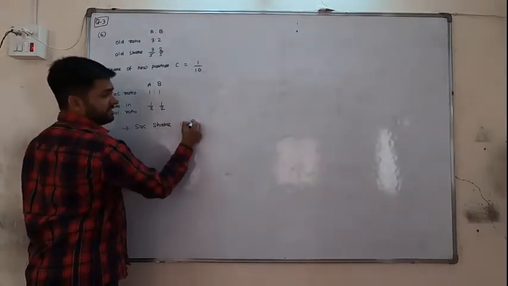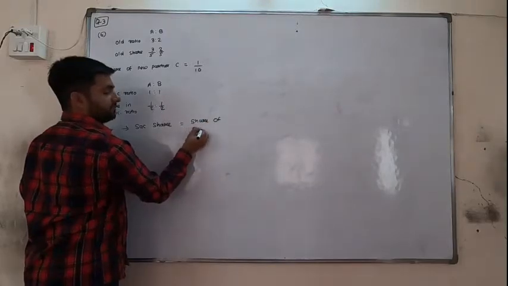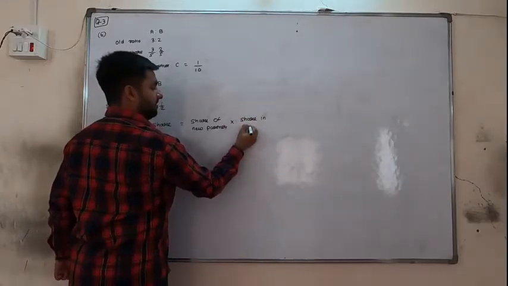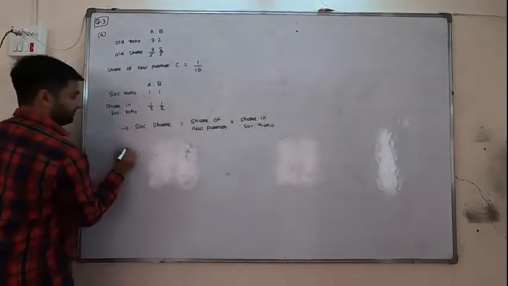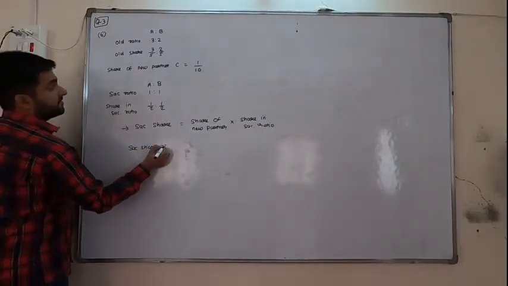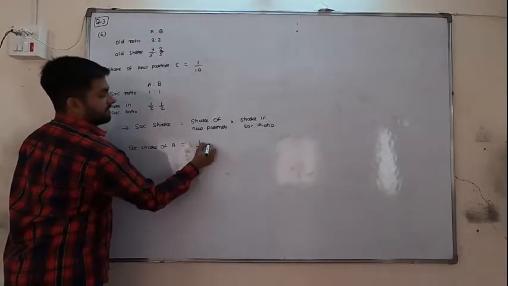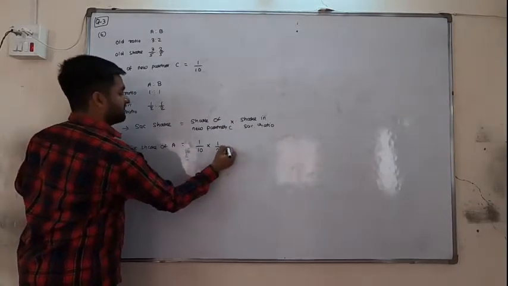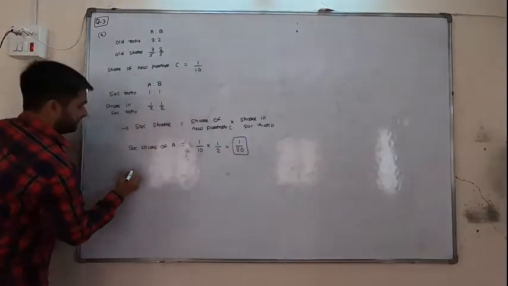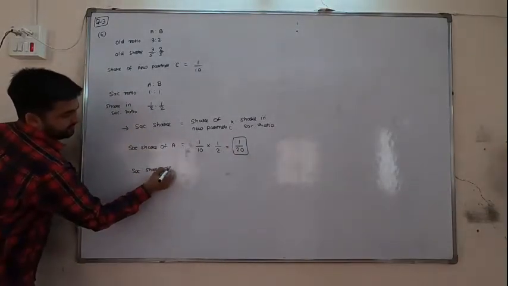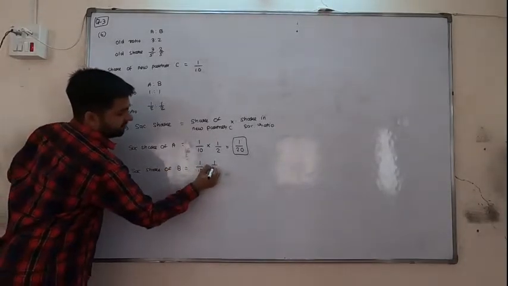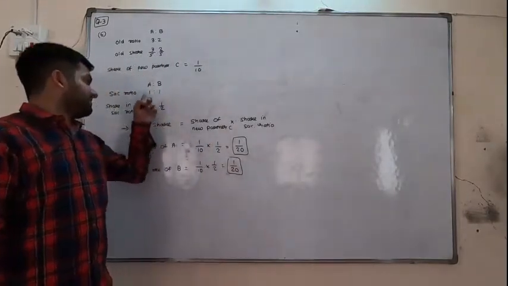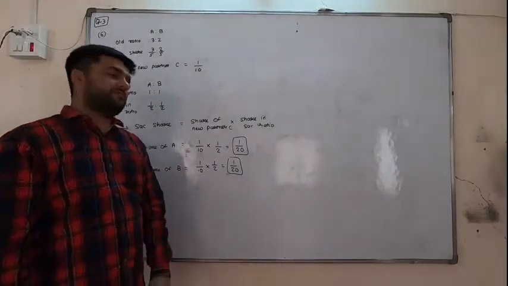The formula for sacrifice share is share of new partner multiply share in sacrificing ratio. Sacrifice share of A, share of new partner C is 1/10. Share in sacrificing ratio of A is 1/2, so it will be 1/20. Then sacrifice share of B, again 1/10 into 1/2, so it is 1/20. So again you can see sacrifice shares are 1/20, 1/20, so sacrifice ratio is 1:1. Also share in sacrifice ratio is 1/2, 1/2.